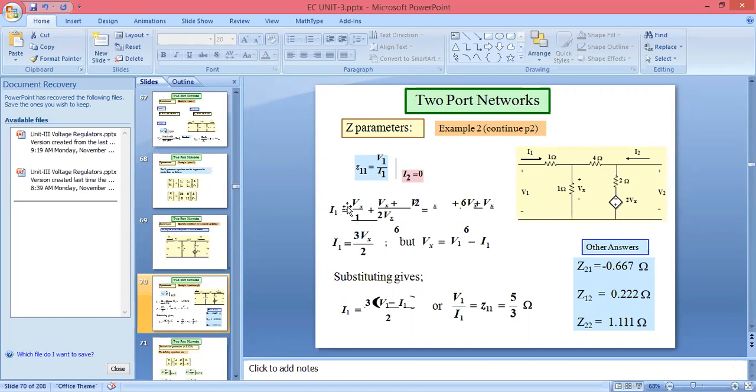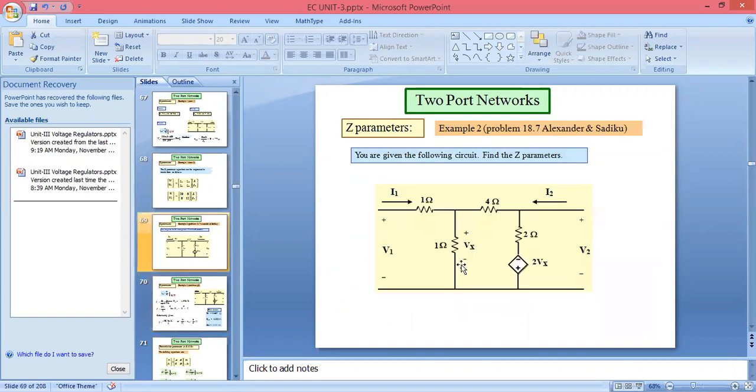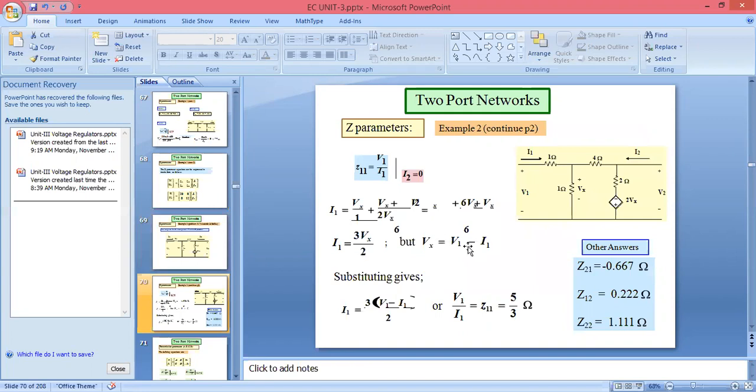So you can write those equations in the form of Vx, because we are considering the voltage across 1 ohm as Vx. They have given here the voltage across 1 ohm as Vx, and the voltage here they have given as 2Vx. So across the 2 ohm there will be 2Vx. Accordingly, you can solve these equations and you can compare your answer with these.